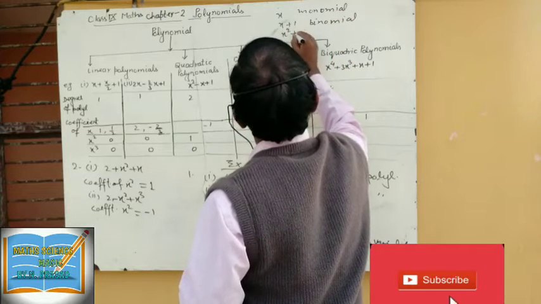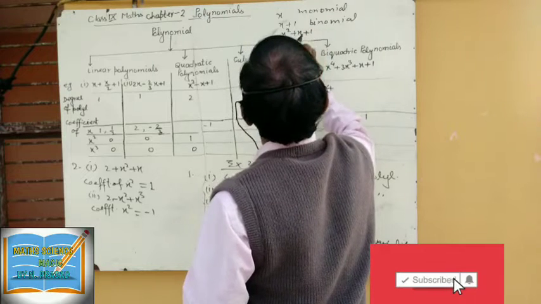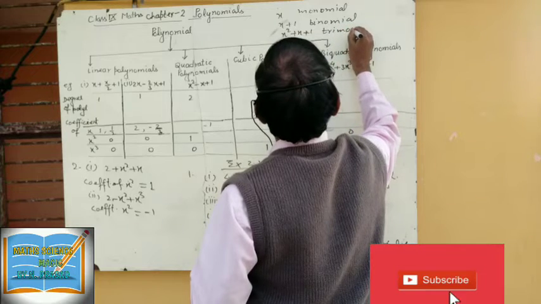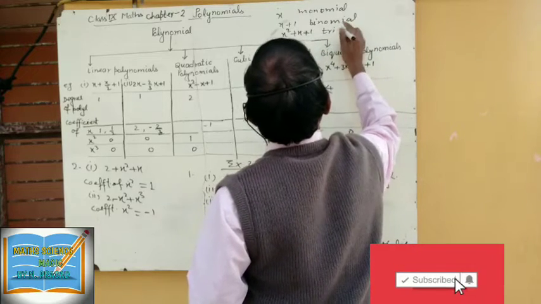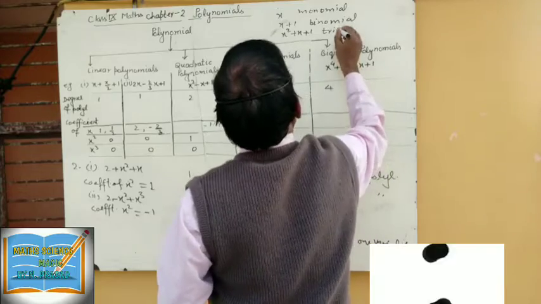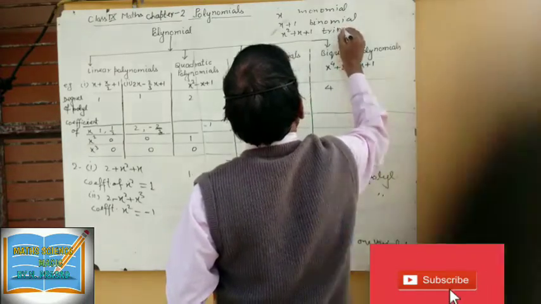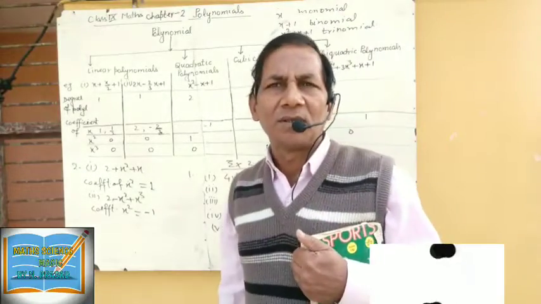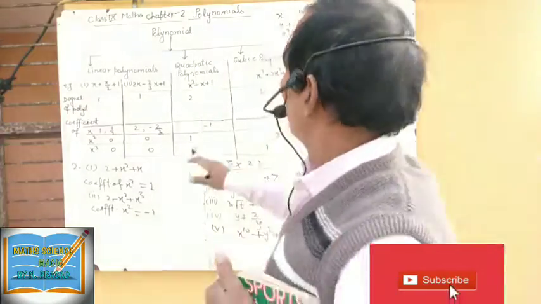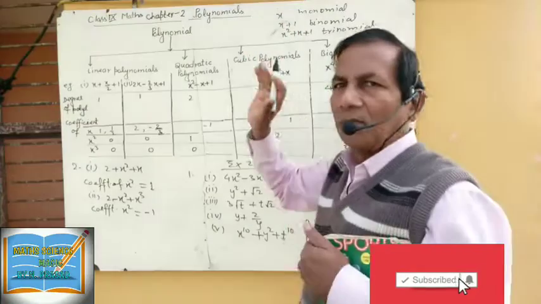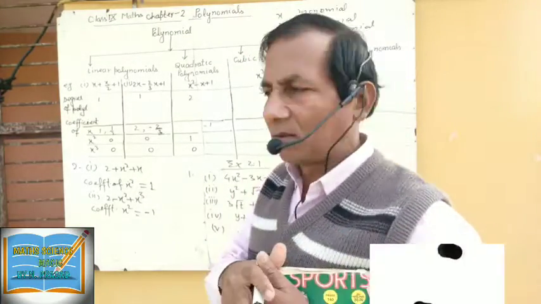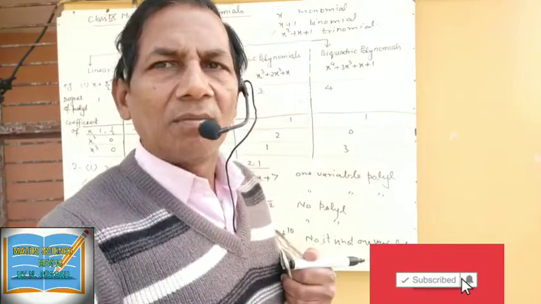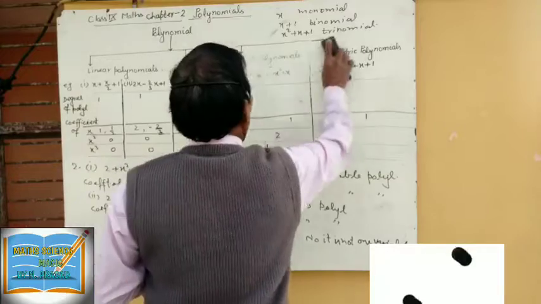x square plus x plus 1, this is 3 terms, plus plus plus, this one is trinomial, and more than 3 terms is called polynomial. Okay, first monomial, if 2 terms are there then binomial, if 3 terms are there then trinomial, and more than 3 terms, that's all are called polynomial.